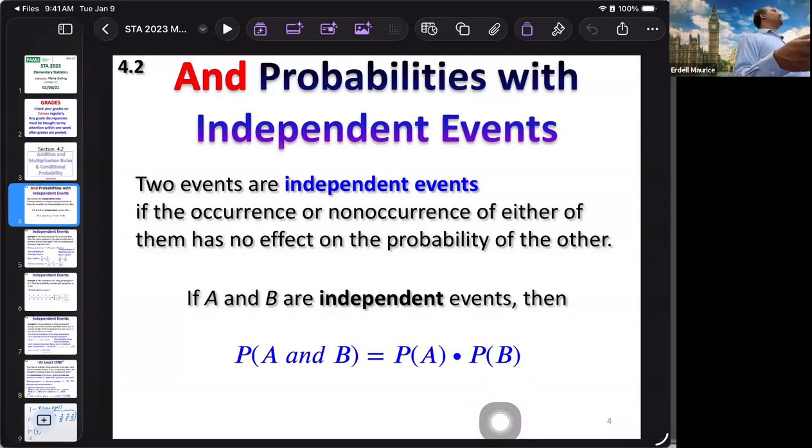And so if I ask, what's the probability of me getting a heads and then getting a 4, I just multiply the two probabilities together. And that'll give me the probability of getting a heads and a 4. Okay?